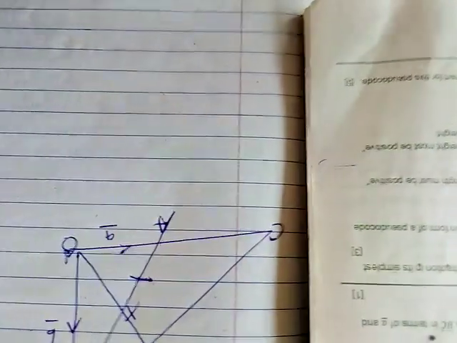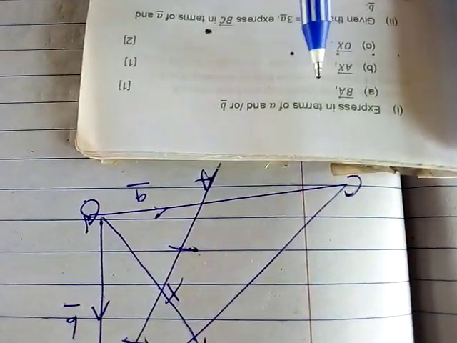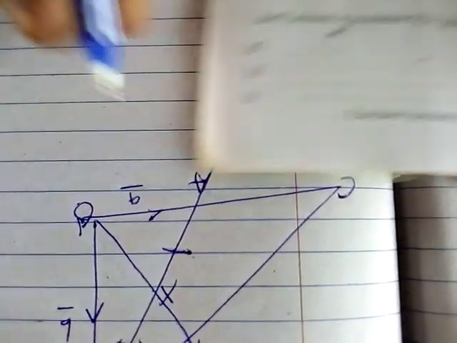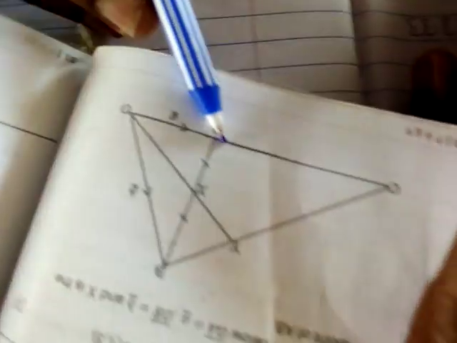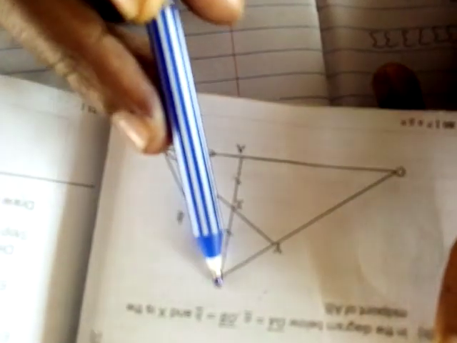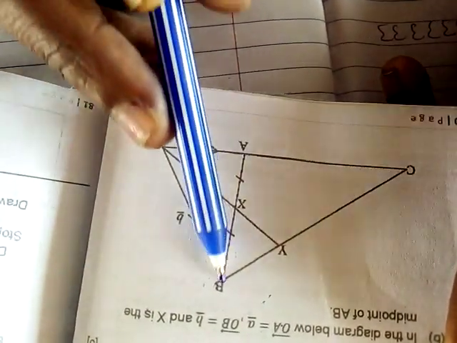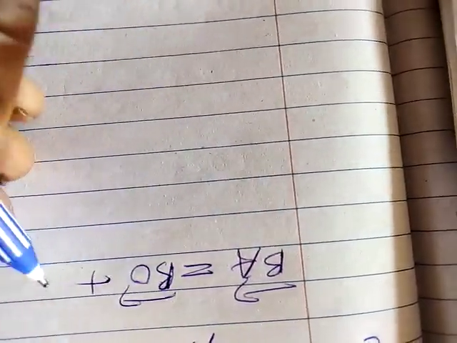Okay. So now, what do we do? To answer this question, we are told to find BA. So what do we do to find BA? Our starting point is B, then our ending point is A. So we move BO plus OA. So we write BO plus OA.